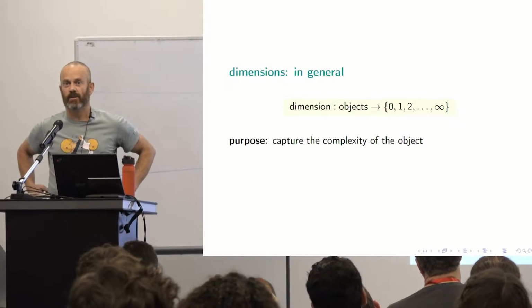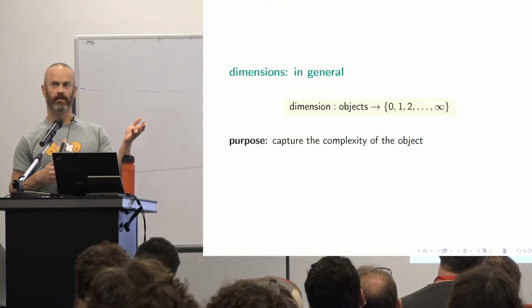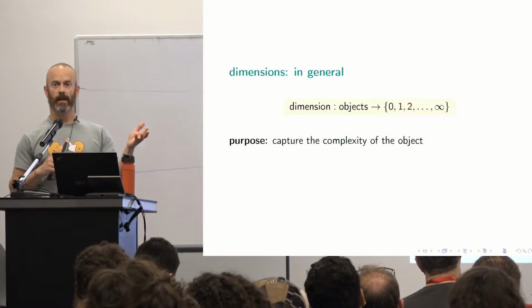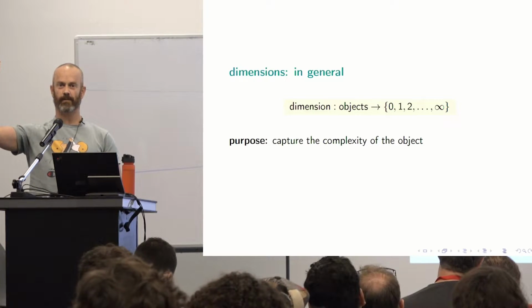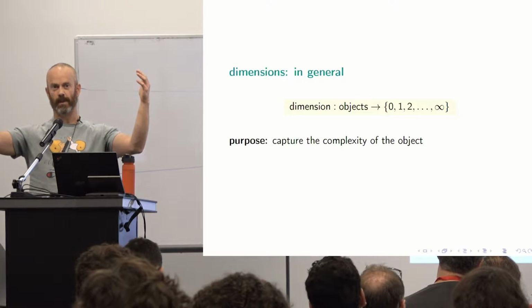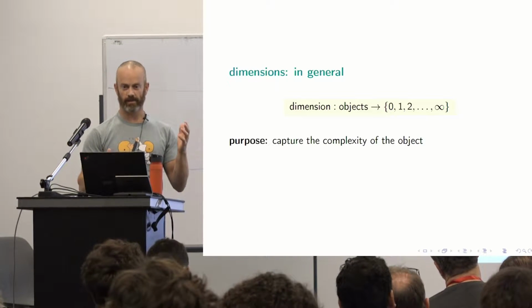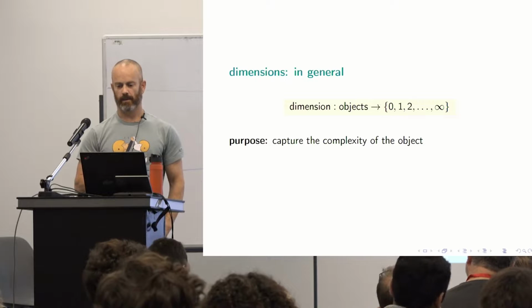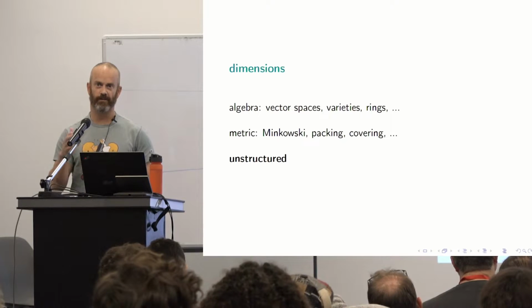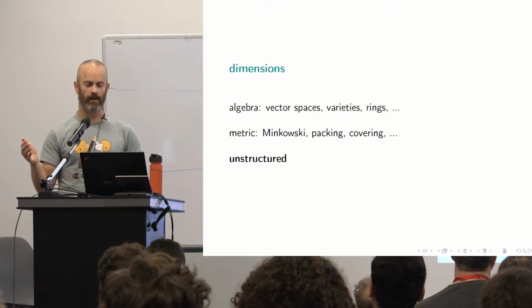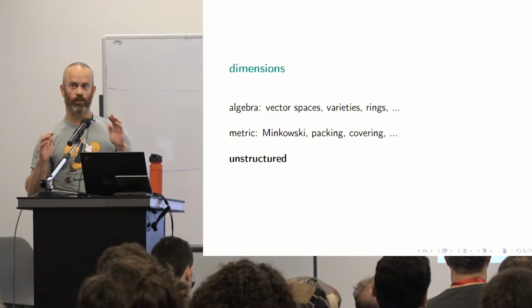So what is a dimension in general? A dimension is some way to assign objects numbers. And the essence of this number should be that the number should be high if the problem is hard or the object is complex, and the number is low if the object is not so hard or less complex. So this is the high level thing we want to achieve. And there are many ways to define dimension in various contexts in mathematics, in algebra, using a metric structure. And again, I'm not going to use any of this today.